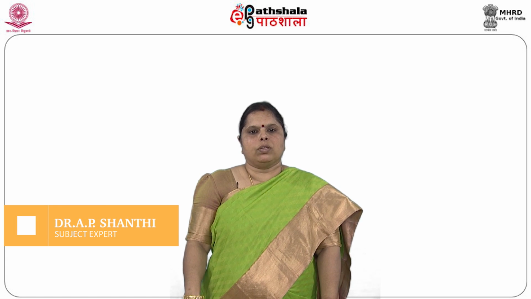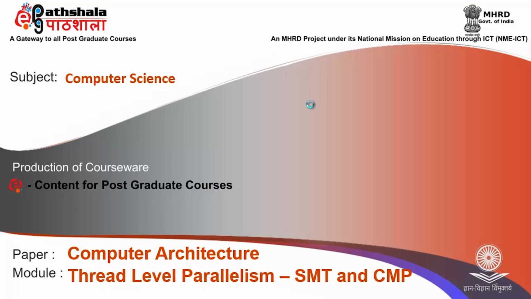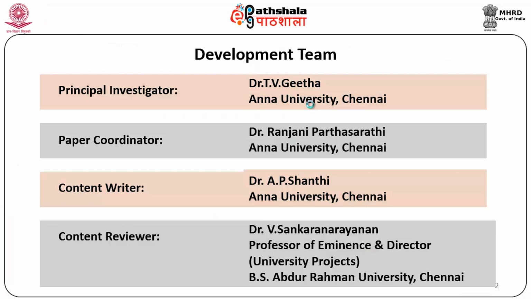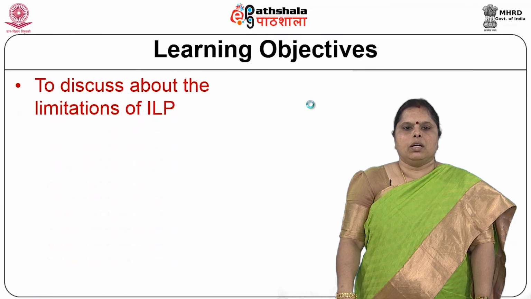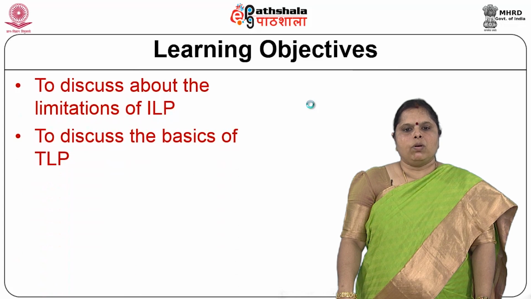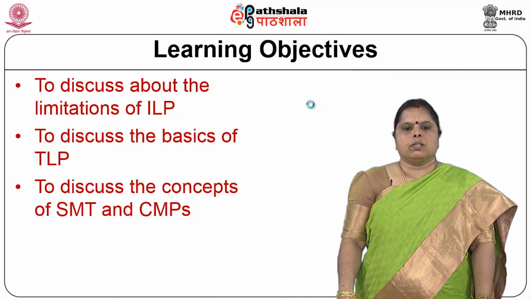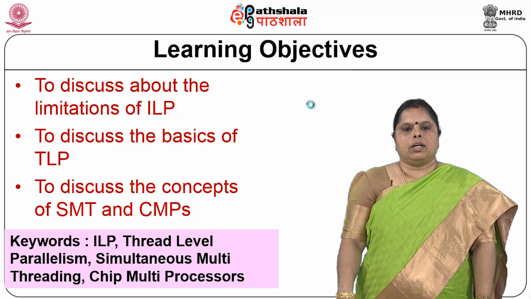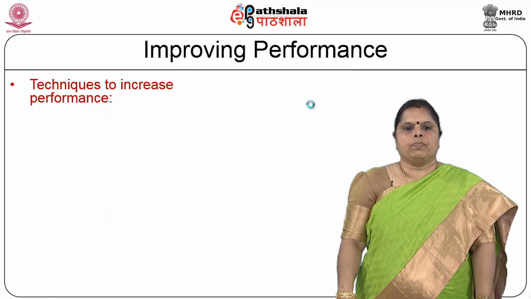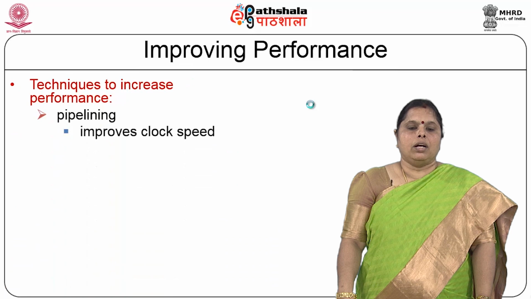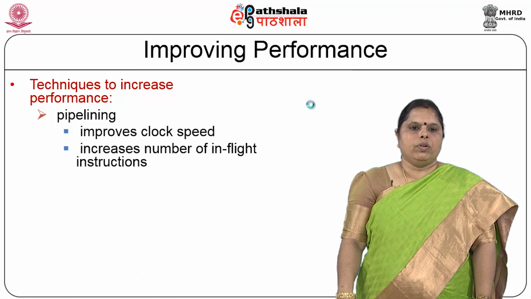We are dealing with the course computer architecture. So, in this module we look at what is meant by thread level parallelism, simultaneous multithreading and chip multiprocessors. The learning objectives are, we will first of all discuss the limitations of instruction level parallelism. We will discuss the basics of thread level parallelism, and the concepts associated with simultaneous multithreading and chip multiprocessors. Now, all of us know that ultimately we are interested in improving performance.